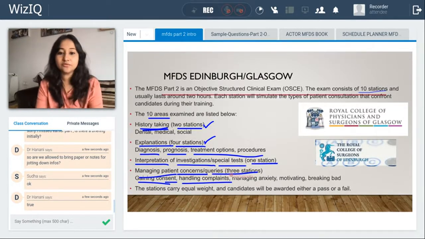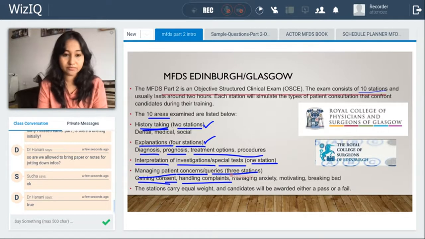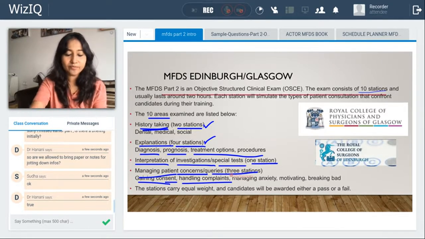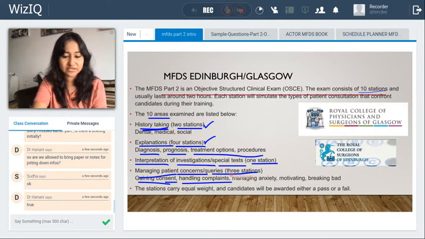What kind of complaints? For example, you are the dentist, the GDP, and while doing an endo procedure, an RCT, you have broken an instrument inside one of the canals. So the patient is now complaining, something like that. We will be discussing all these things in the next classes. This is just an intro, so I'm just going over these things quickly.